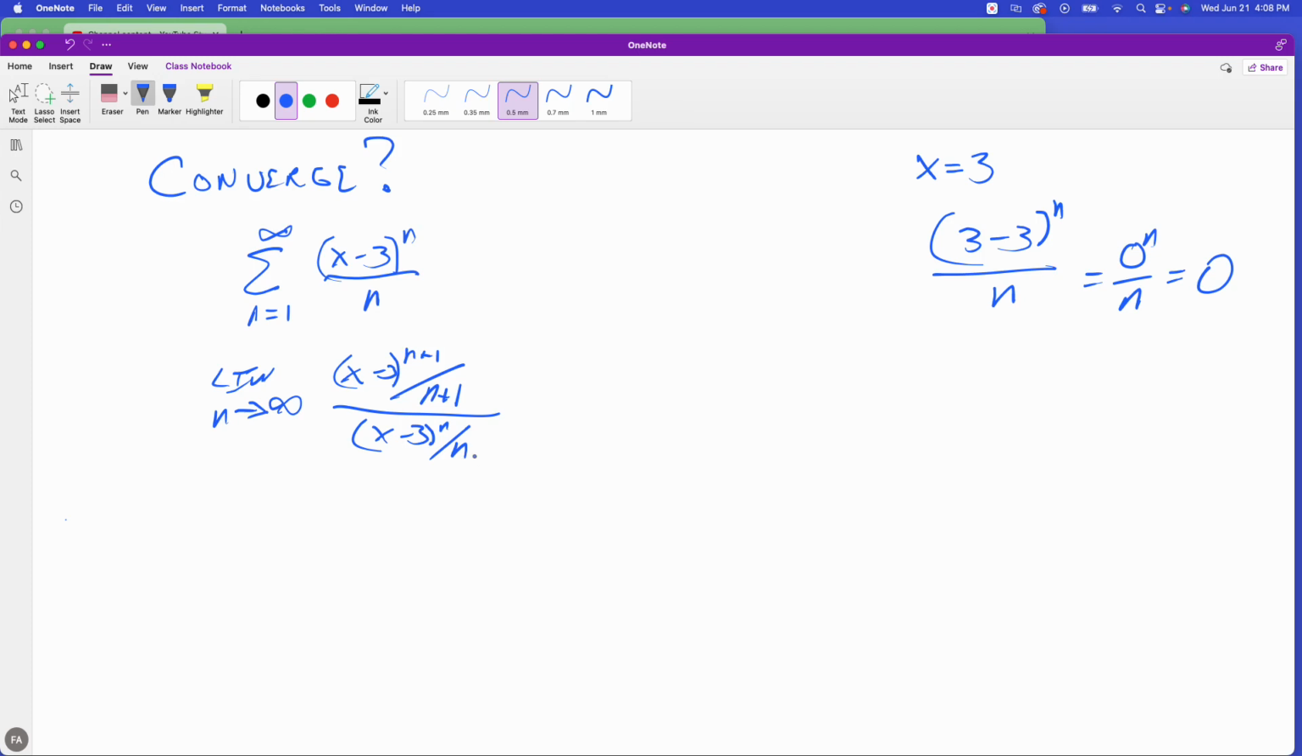Now, we do a little bit of calculations here, and keep in mind that it's understood that these are the absolute value of these pieces. So we're going to do the limit as n goes to infinity, and we're putting this in absolute value for a reason.